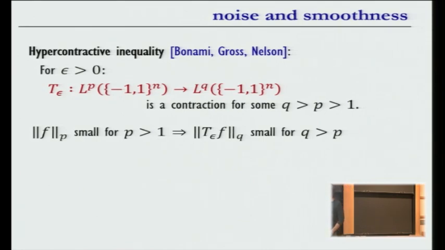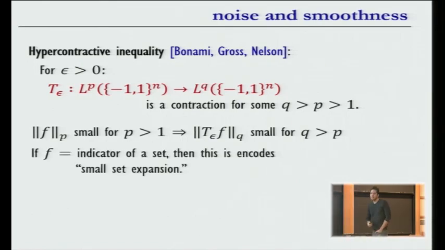The higher the value of p in the norm, the more this punishes the function for being spiky. So this says that if I have some regularity class for f and then I apply noise, the regularity gets even better. And if you just think about it combinatorially, so f is the indicator function of a set in the discrete cube, then this encodes some kind of small set expansion in the space.